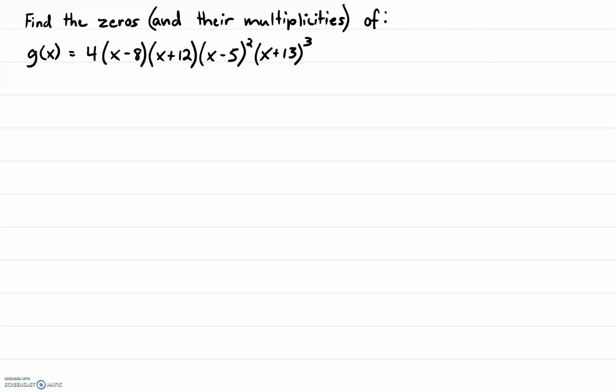In this video, we want to talk about how to find the zeros and multiplicities of a general polynomial. And the specific case that we're going to look at and review in this video is g of x is equal to 4 multiplied by x minus 8, multiplied by x plus 12, multiplied by x minus 5 squared, multiplied by x plus 13 to the third.